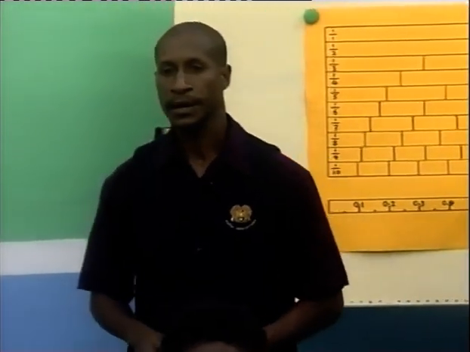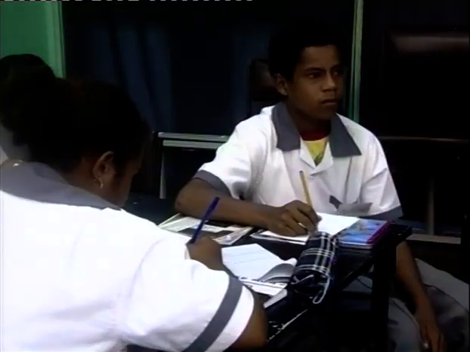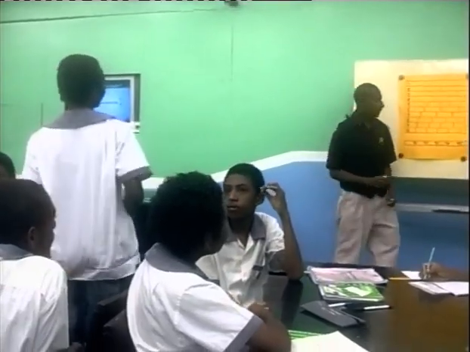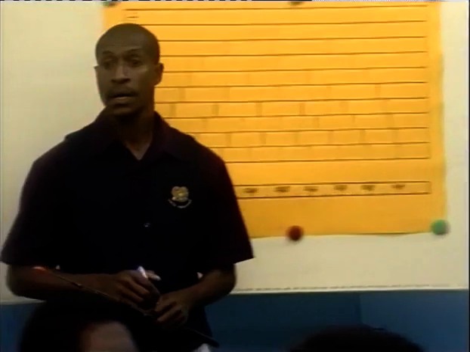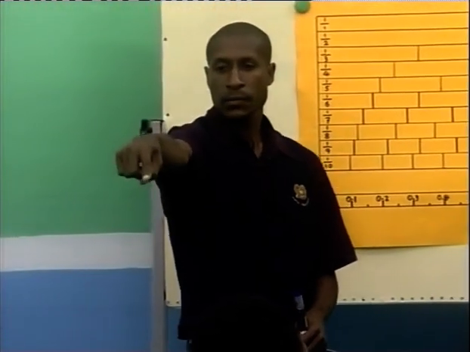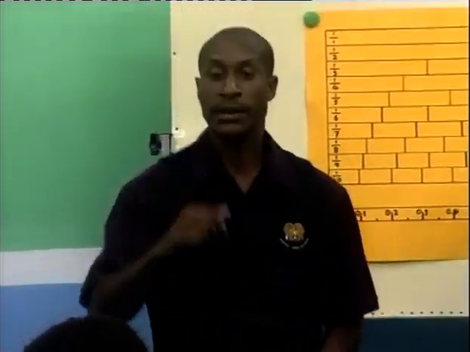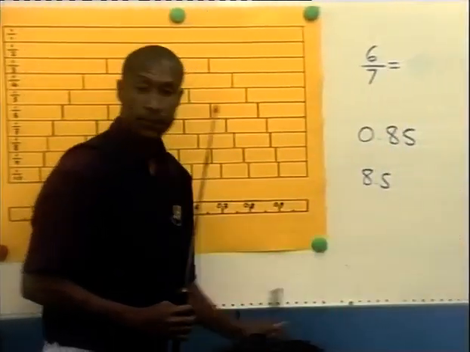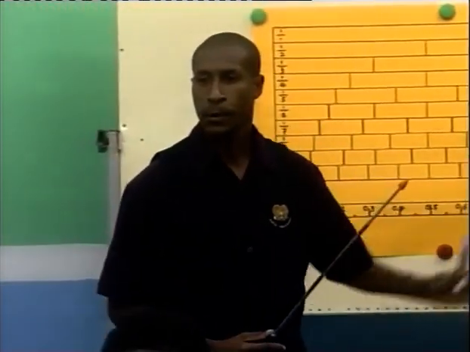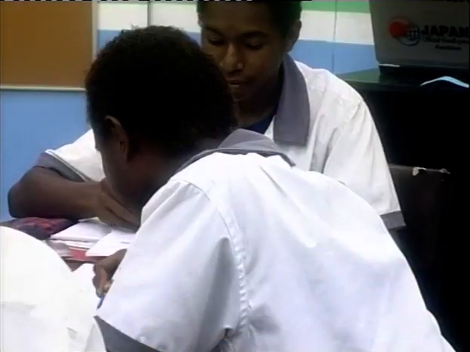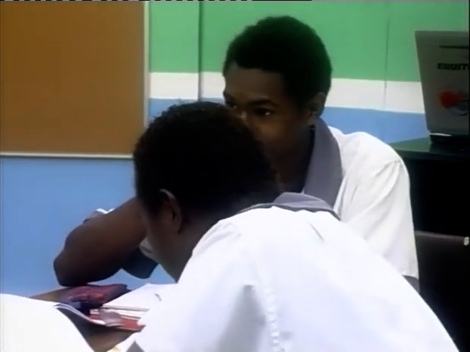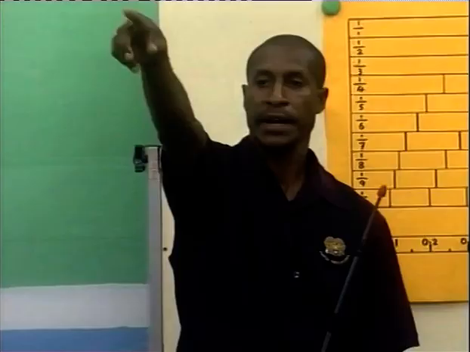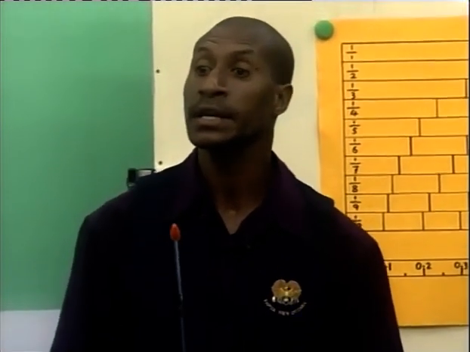Yes, let's have this group here. 8.5. Sorry, what's your name? Fiona, can you explain how you got 8.5? What did you do to get 8.5? Okay, we'll come back to you. Let's have our friend there. Can you explain how you got your answer?